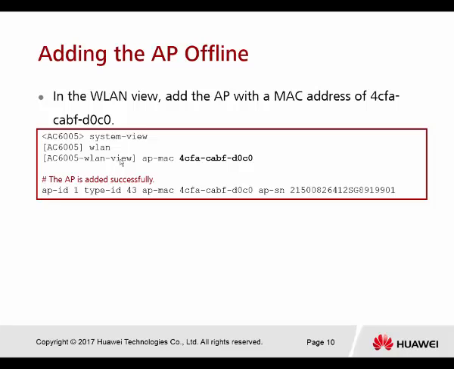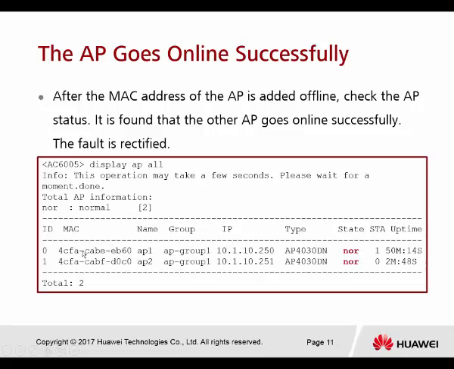So now we can solve the problem with using the command here. Enter to the WLAN view, put AP-MAC with the AP MAC address. Okay, so after you enter this one, now just wait for a few seconds, then it will go online. So just double check again using the command display AP all. So make sure the status here they will show normal for the new AP.